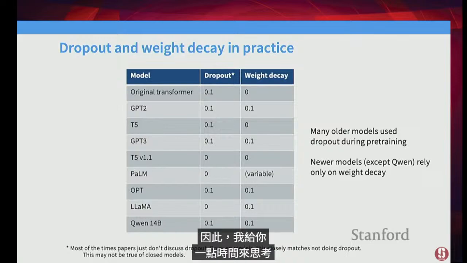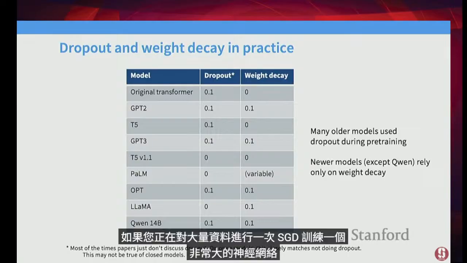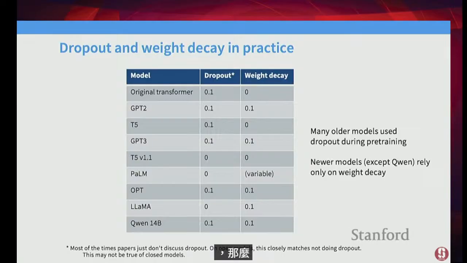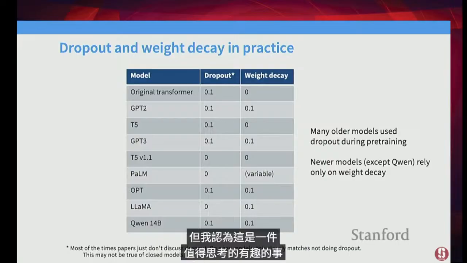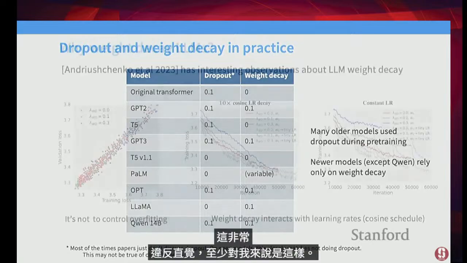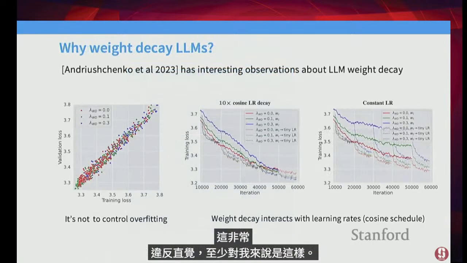So I'll give you a moment to think about this state of affairs. If you're training a really large neural network for one pass of SGD on vast amounts of data, why would you use weight decay when you're doing that? So maybe some of you know the answer, but I think that's an interesting thing to think about. It's very intuition-violating, at least for me.